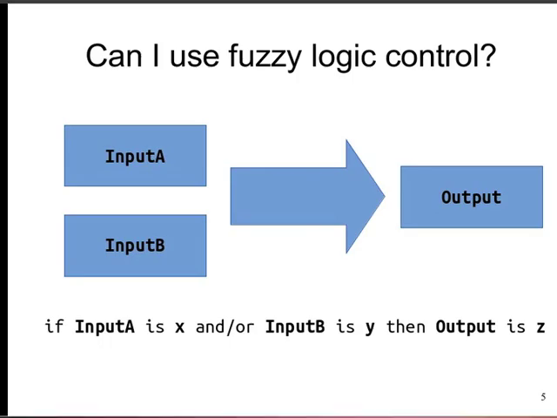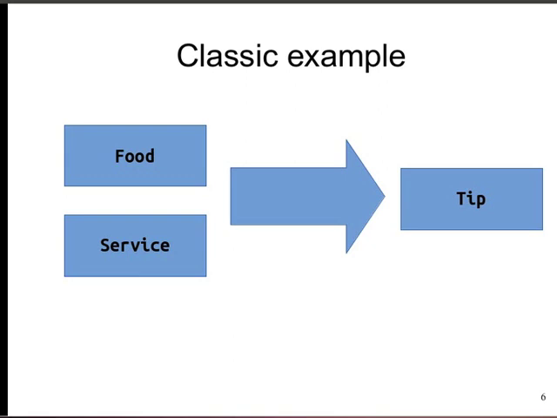So, can you use fuzzy logic control? Well, if you have a system whose output depends on the inputs, and you can model the behavior of the whole system by a set of rules in the form of: if input A is X and input B is Y, then output is going to be some Z term, then yes, fuzzy logic control might prove to be very helpful for you.